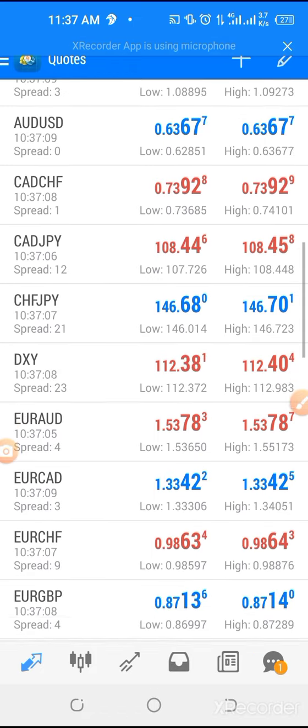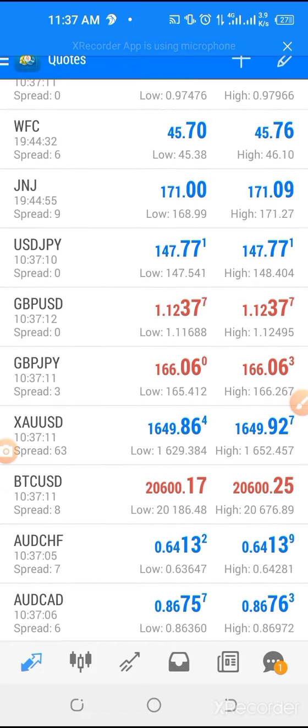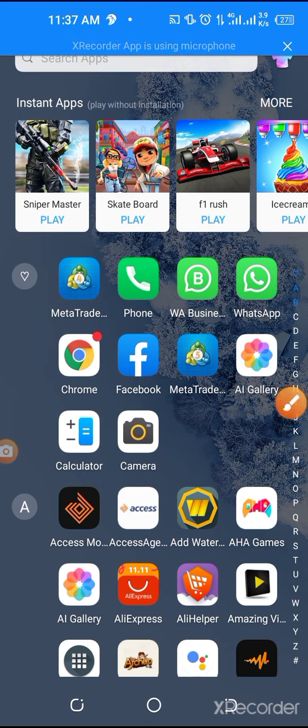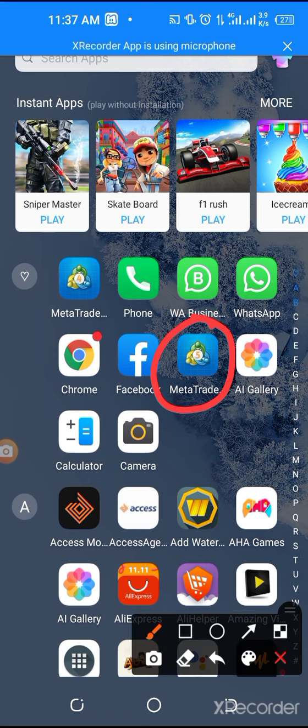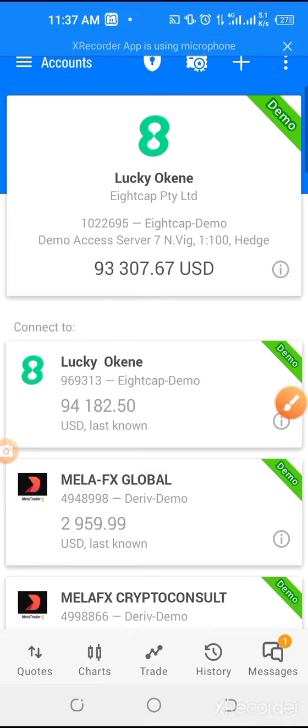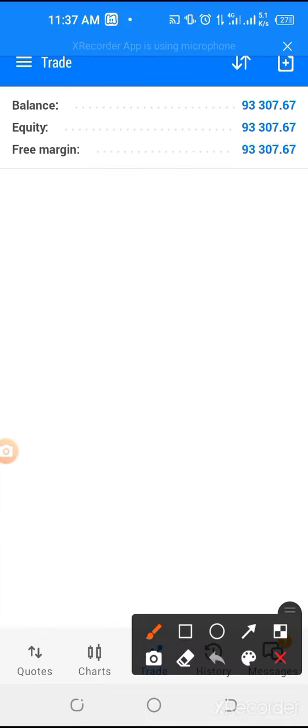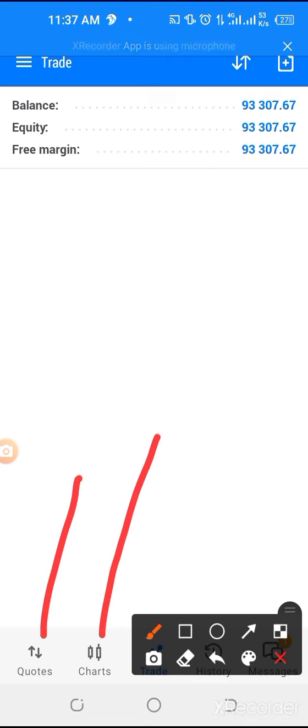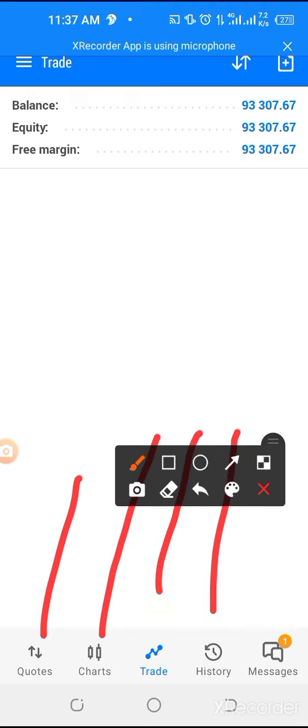What applies to the MT4 also applies to the MT5. They have the same format. So let me just have this open. You see, they have the same format: quotes, charts, trade, history, and messages. So they have the same format, no difference. All you need to do is, when you learn how to use one, you've learned to use both. So that's just how it is, guys.